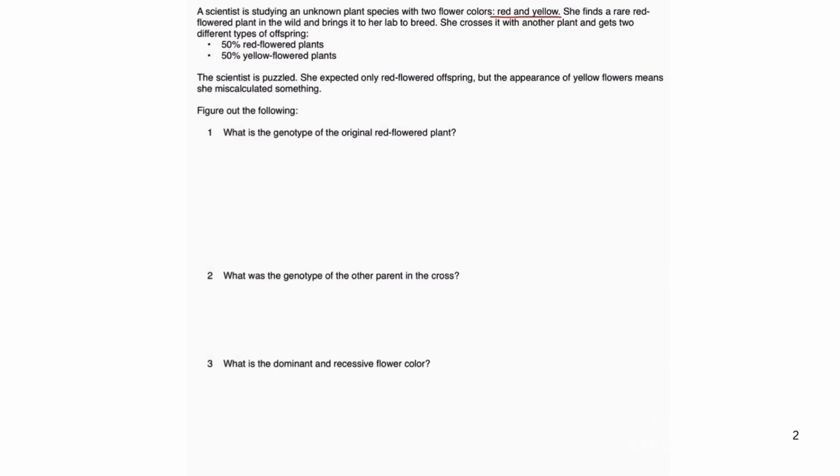The scientist is puzzled. She expected to only find red flowered offspring, but the appearance of yellow flowers means she miscalculated something. So on to our question. We have to find out the genotype of the original red parent.